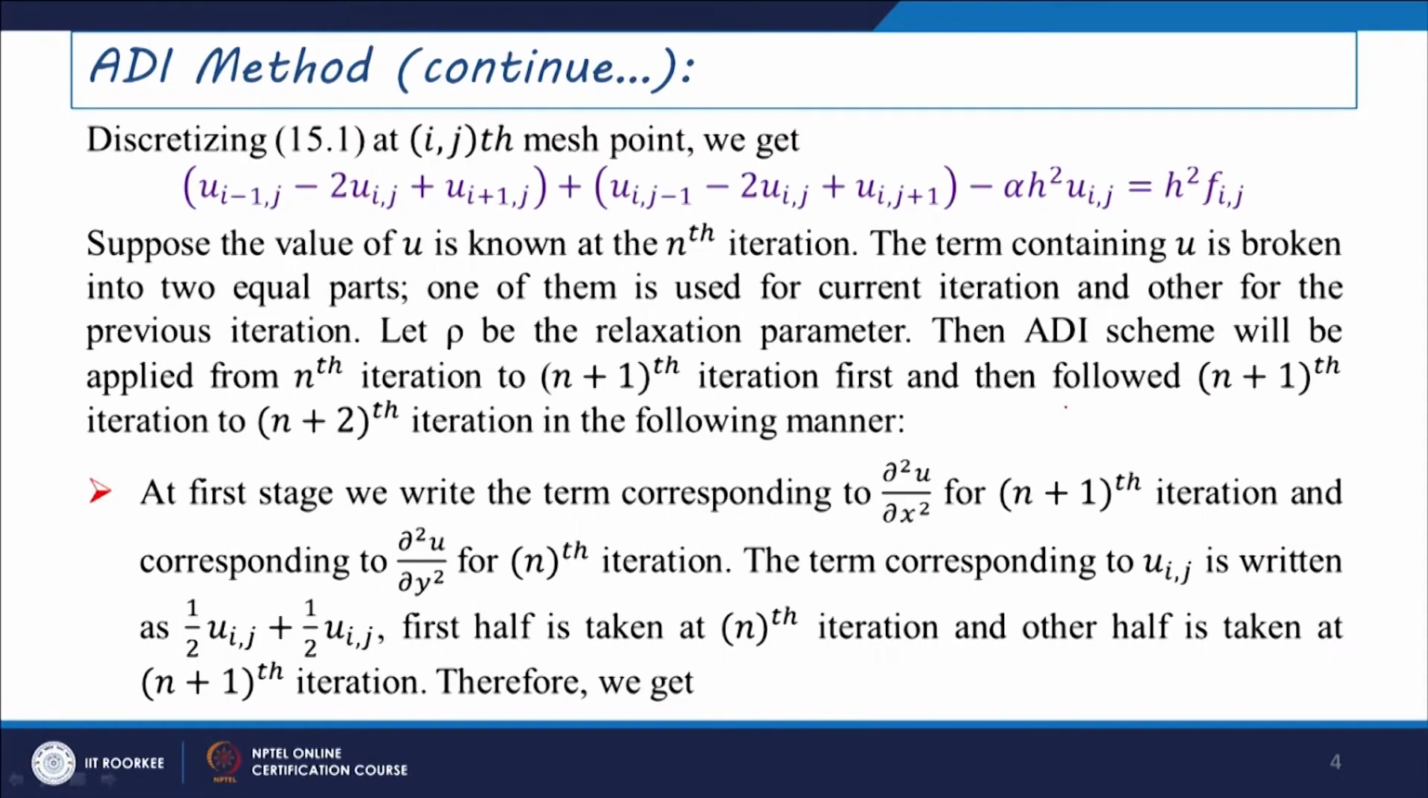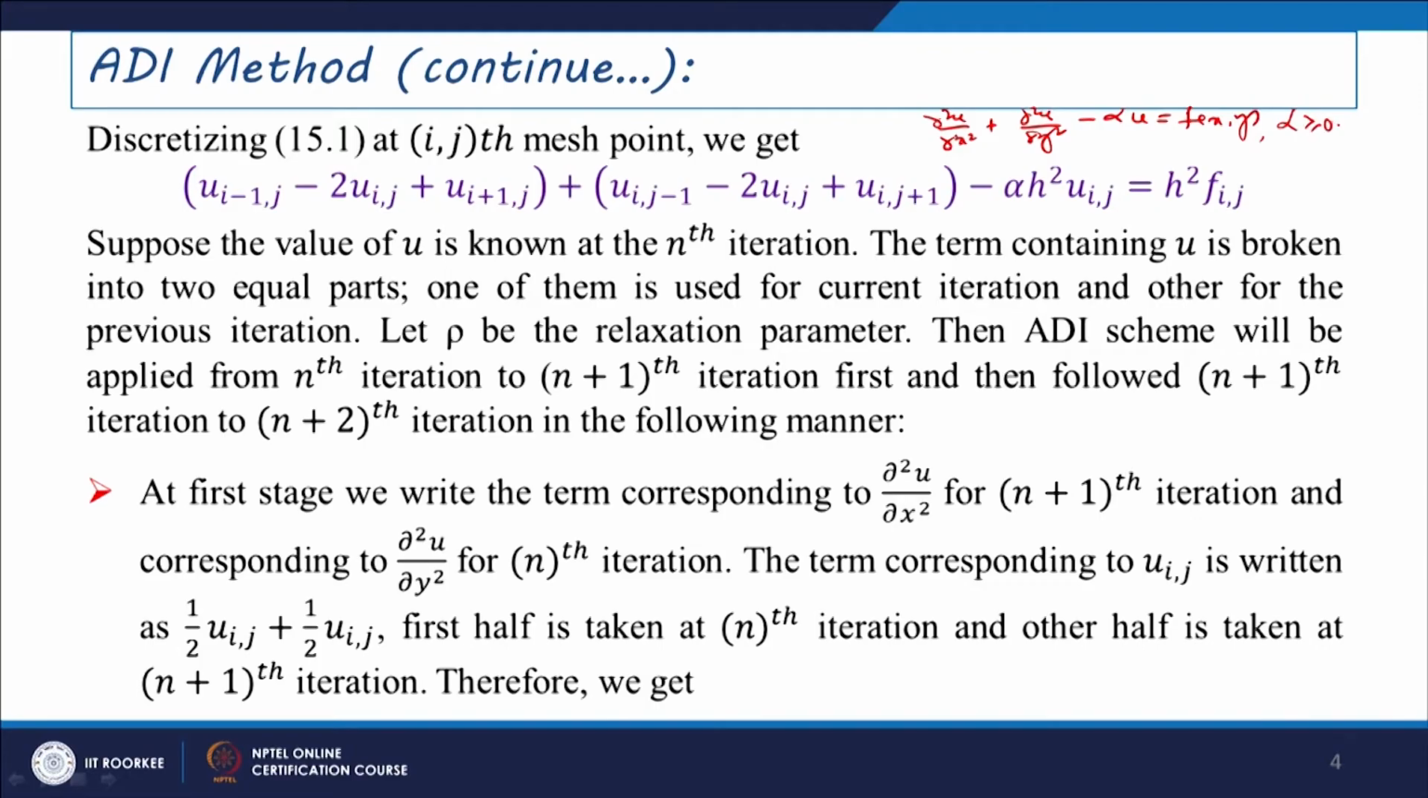So, if we go for the discretization of this equation, it is represented here in the form del square u by del x square plus del square u by del y square minus alpha u equals f of x y, for alpha greater than or equal to 0.